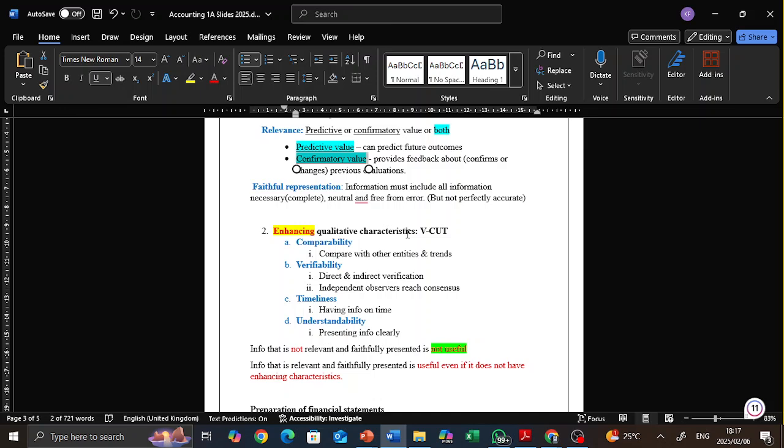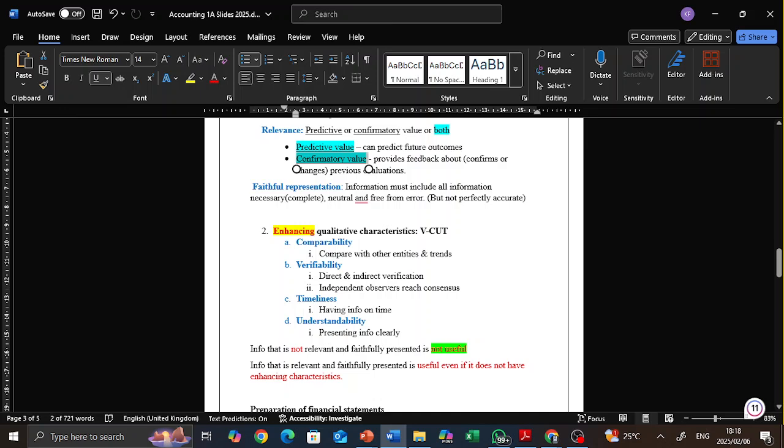Just like how with the bruise, most of us are ugly, but when we get a haircut, it enhances. That's why the abbreviation here is called VCUT, to help you remember that enhancing. VCUT. As a bru, you get a haircut to enhance. Do you get what I'm saying? You feel me? Great. What does VCUT stand for? V stands for verifiability. C stands for comparability. U stands for understandability, and T stands for timeliness.